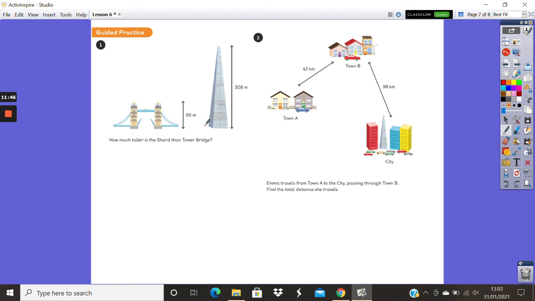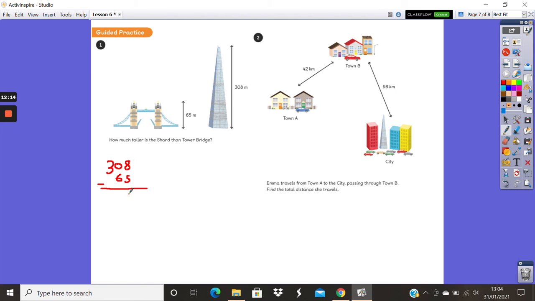Okay, this one, how much taller is the Shard than Tower Bridge? So we've got this here, which is 308 metres, and then the bridge, which is 65 metres. So again, if you're finding how much taller, we need to find the difference. So we're going to do 308 take away 65.